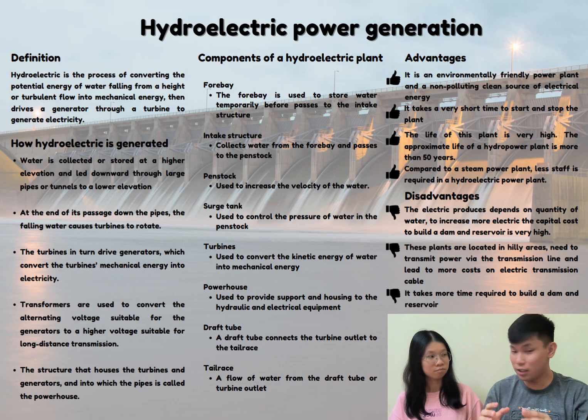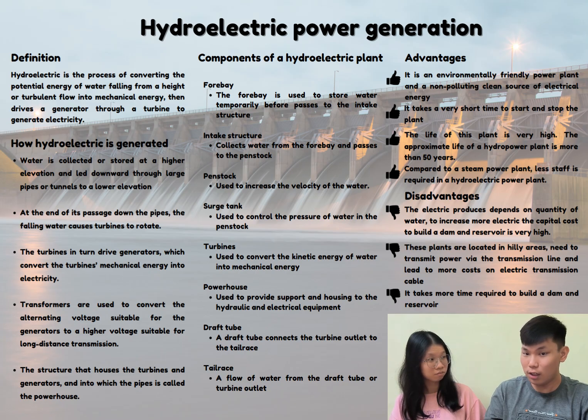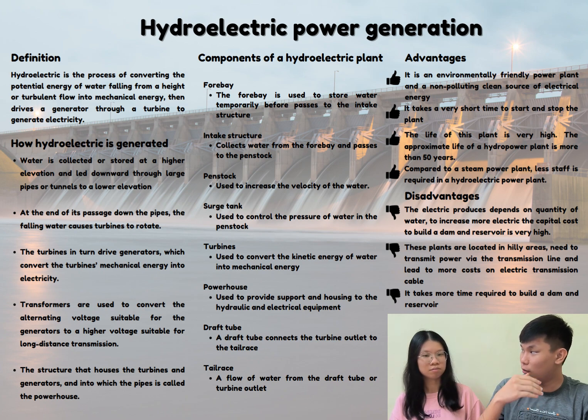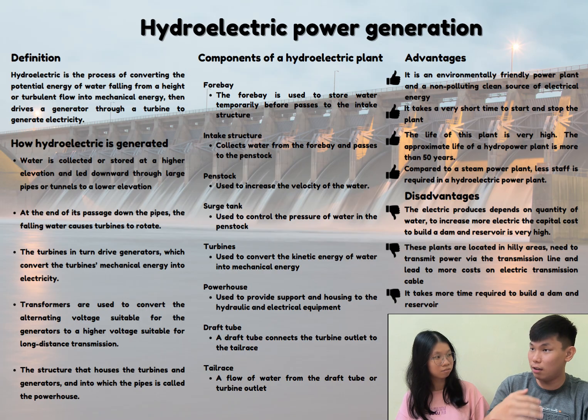Okay, actually what is hydroelectric power generation? Do you know about this? No. Okay, hydroelectric generation is usually used in Malaysia. As we know, hydroelectric is a process of converting potential energy from water falling down from a height to downward, then converting the kinetic energy by a turbine and turning it into energy, normally electricity.